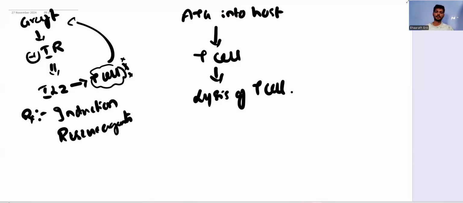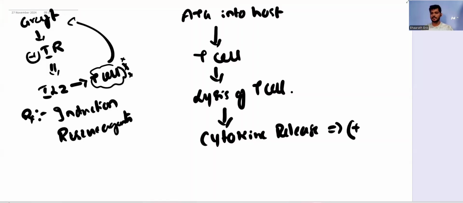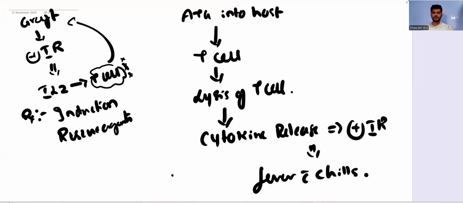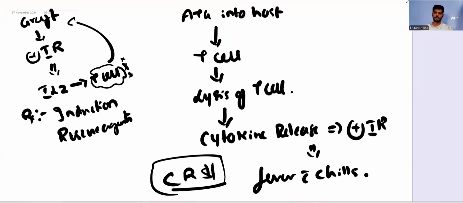But the problem is when they cause the lysis of this T cell. Now this T cell, when it is lysed, will release cytokines. When cytokines are released, this will elicit the inflammatory response and the patient has fever with chills. So this is called cytokine release syndrome. But this is seen in about 20% of the patients, and it is self-limiting. Just giving antipyretics and antihistamines will help. This is not a major side effect, but a common side effect.